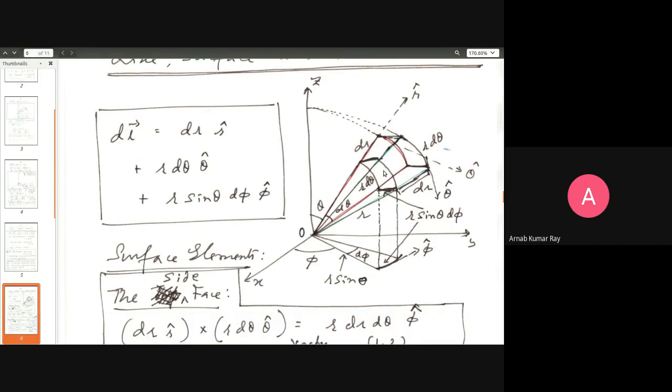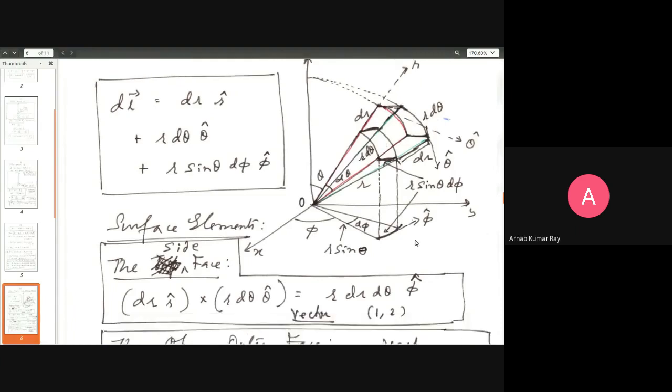Then you have the third displacement in the phi direction. Phi goes along, but then phi is defined not in 3 space, but on the xy plane, on the plane z is equal to 0. Therefore, let us look at what is happening down there on z is equal to 0.